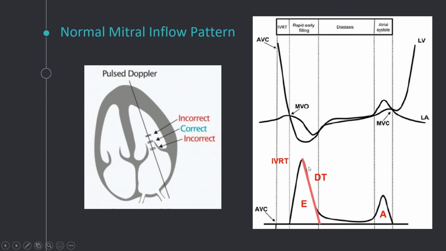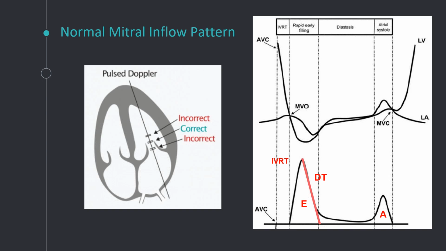Now, here I haven't labeled DT. It's also called deceleration time. You can think of it as a slope as well, and it tells you how rapidly that flow disappears. In the normal person, the E is quite big because, as I said, most of the filling happens in early diastole. And it also disappears quickly.